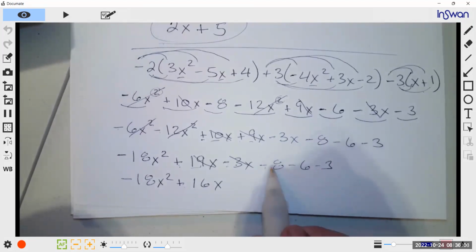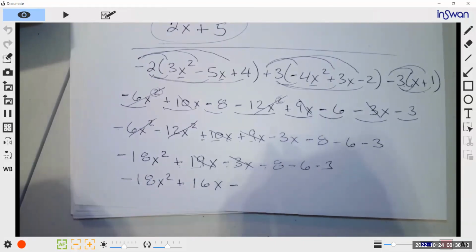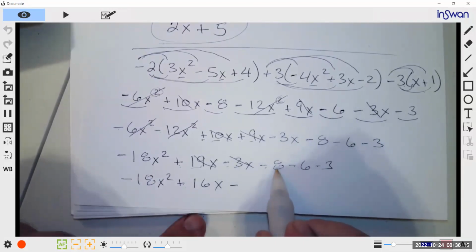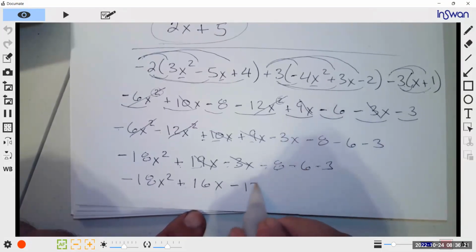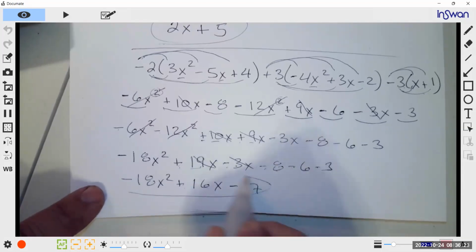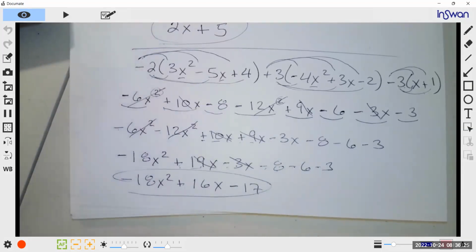Then I have 3 numbers left. They're all negatives, so the answer is negative. 8 plus 6 is 14. 14 plus 3 is 17. And here's my answer. Okay, that's adding and subtracting polynomials.